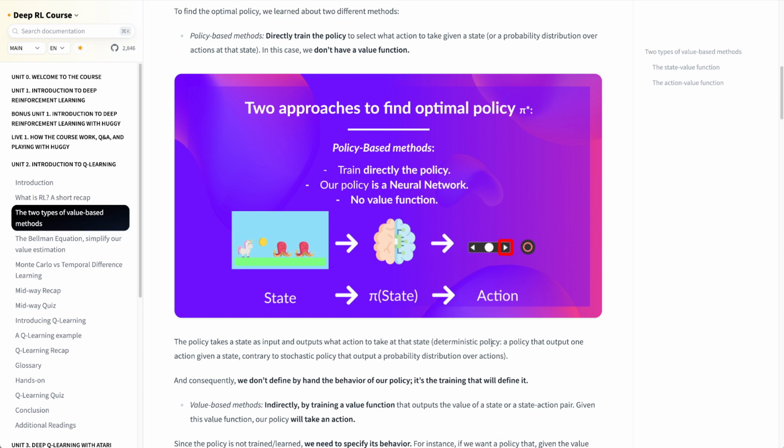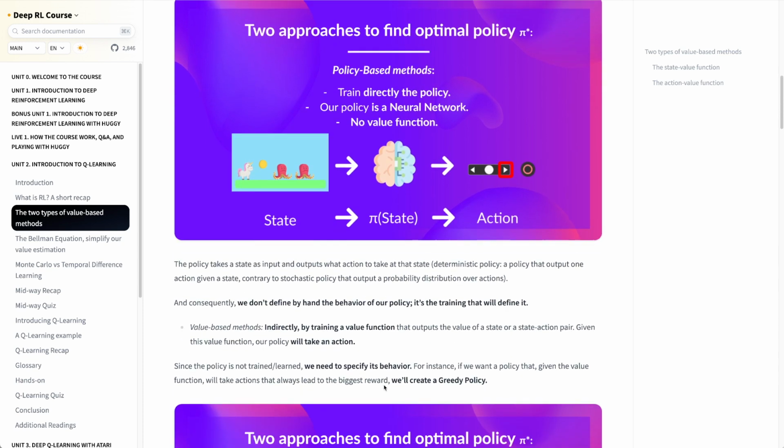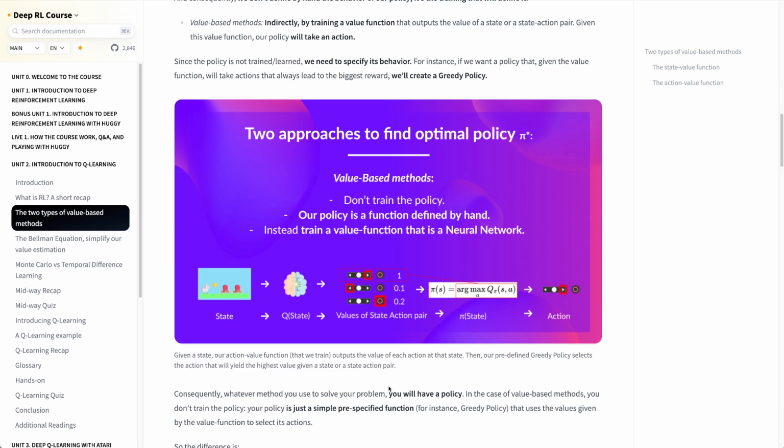A deterministic policy outputs one action given a state, contrary to a stochastic policy that outputs a probability distribution over actions. Consequently, we don't define by hand the behavior of a policy. It's the training that will define it. So that's a little bit more information about policy-based methods where we don't have a value function. The policy here will be a neural network, and the training will define what the policy is. As we get more information, we'll learn more about that.